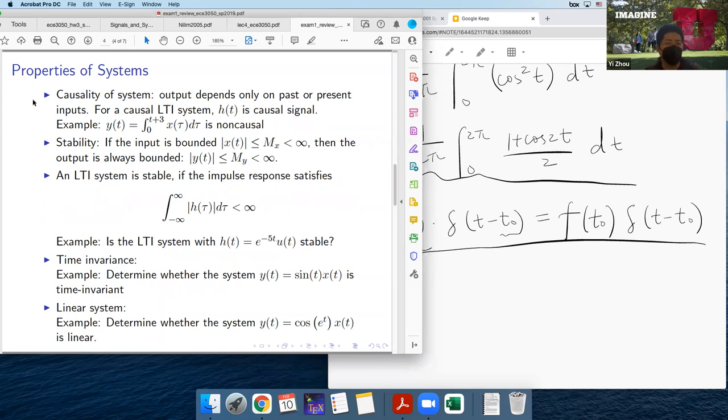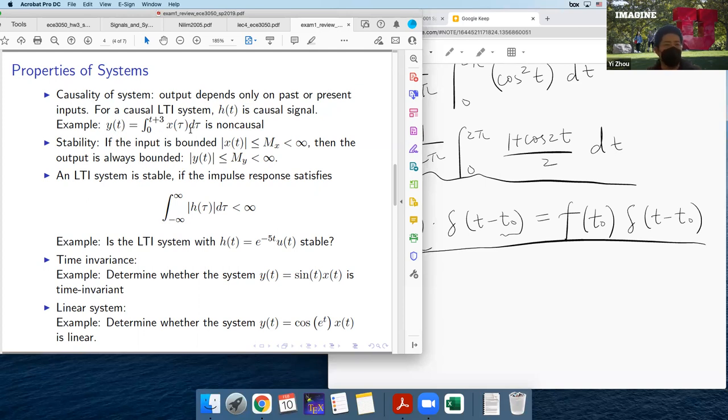The second part is about systems. First of all, we talk about many properties of systems. The first property is the causality of systems, meaning that if we look at the system equation, if the output only depends on the past or the present inputs, then we say that this system is a causal system. And in particular, for an LTI system, we know that such a system is causal if the impulse response is a causal signal. So for LTI systems, we can just look at the impulse response to categorize the causality.